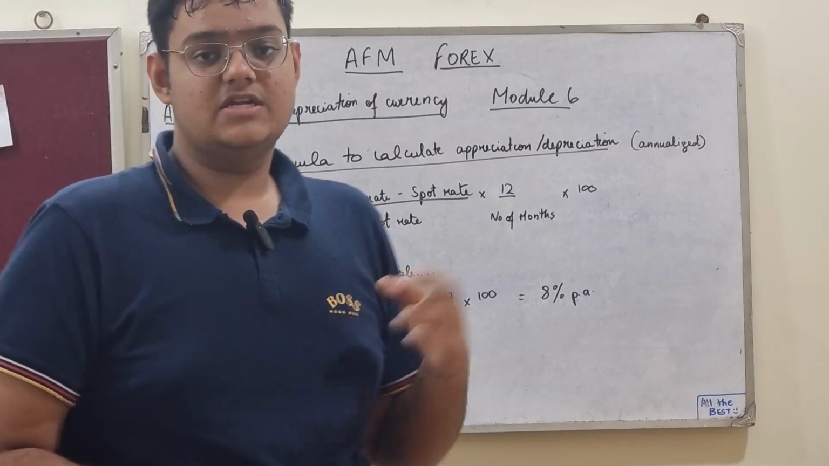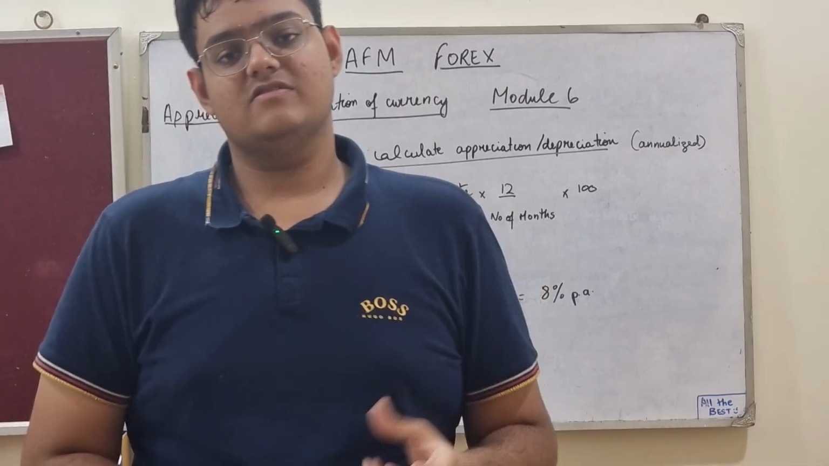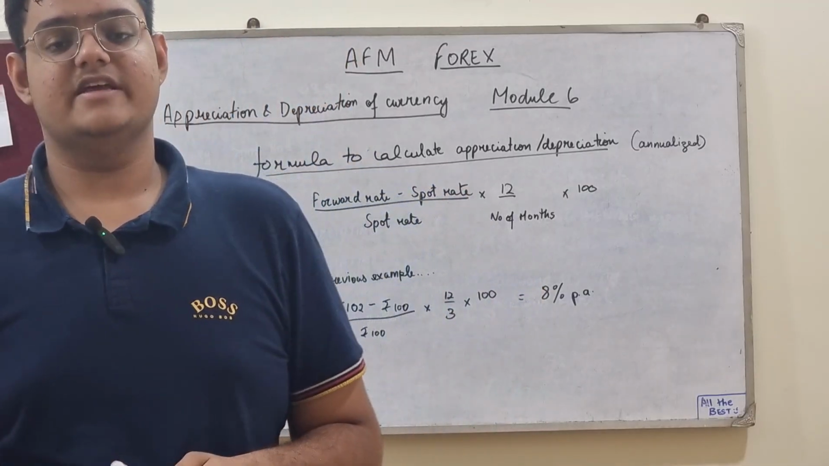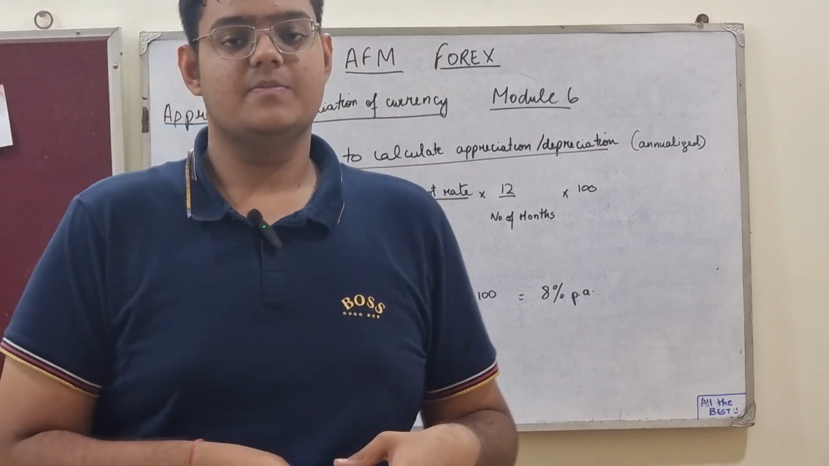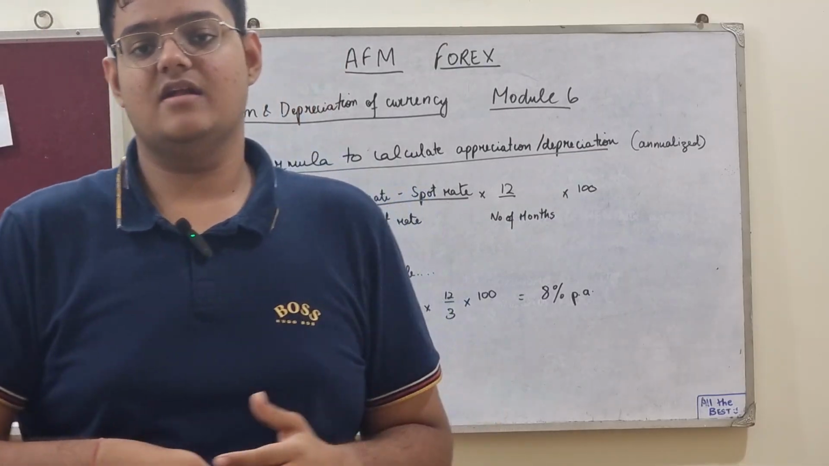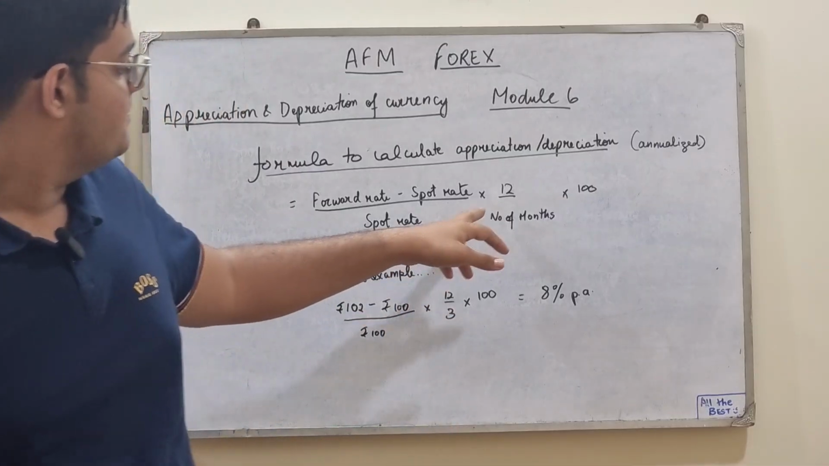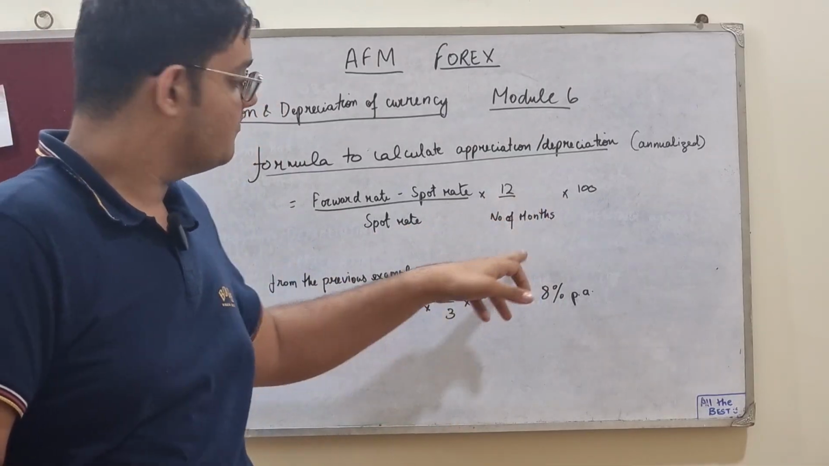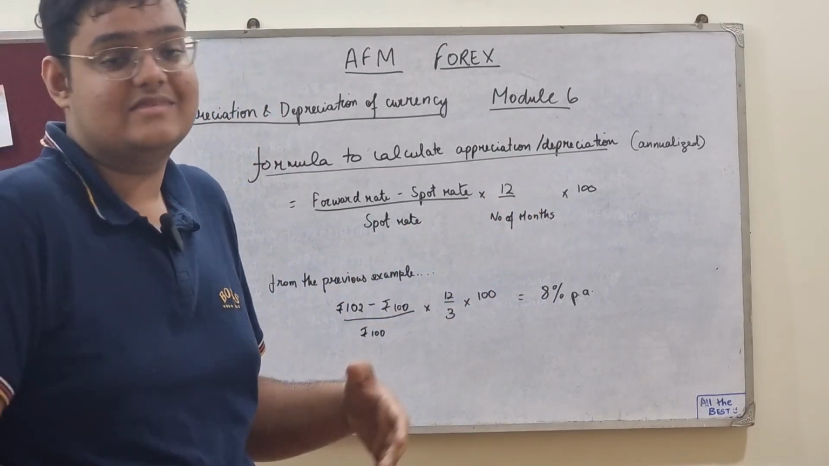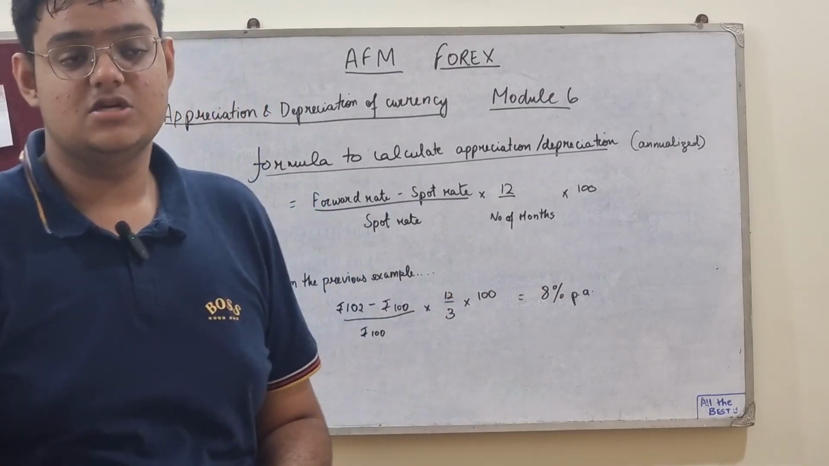So we take the change divided by the spot rate, because we take the spot rate as the basis to calculate the appreciation, because that is the rate today. According to me, that's a better basis than taking something else. And then we annualize it by multiplying it by 12 divided by the number of months, or if it's days, 365 divided by the number of days, and then multiply it by 100 because it's a percentage.